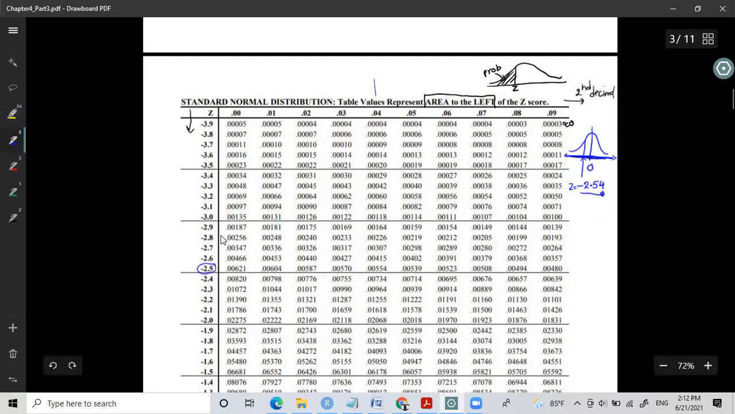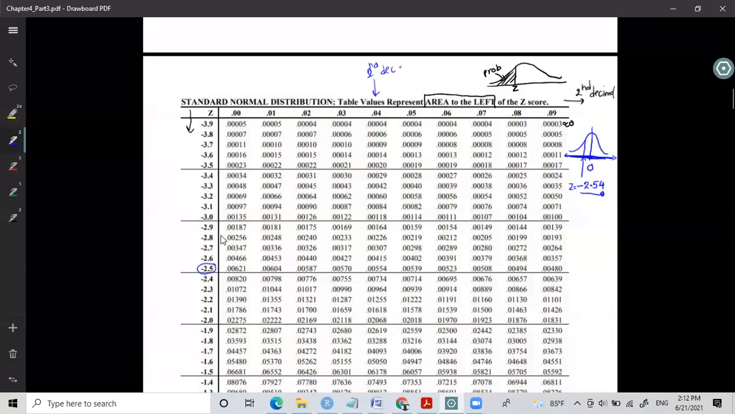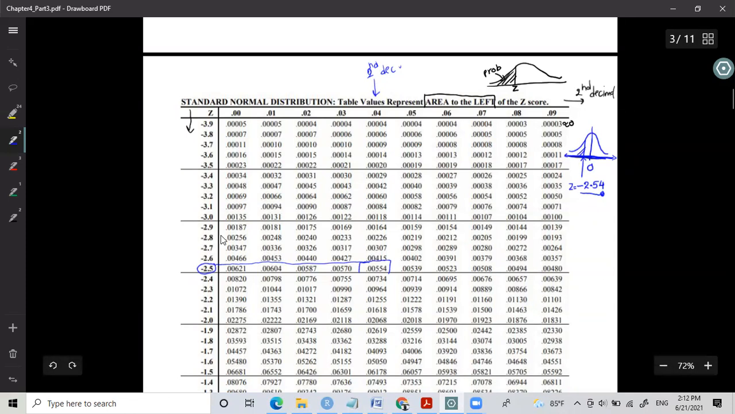0.04, here's the column. Here's the second decimal place. Can you see that? Second decimal place is 4. So you go along negative 2.5, that row, until you come under the second decimal place. So you find a certain probability. What is that probability? 0.00554. What is that probability? Area to the left of Z score negative 2.54. So this area is the probability 0.00554. Okay, let's try another one.